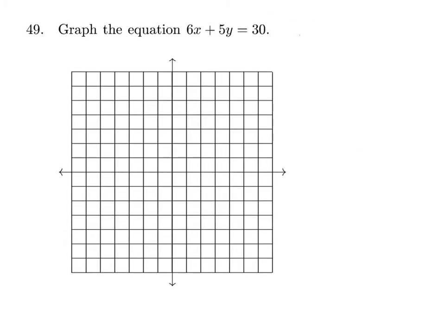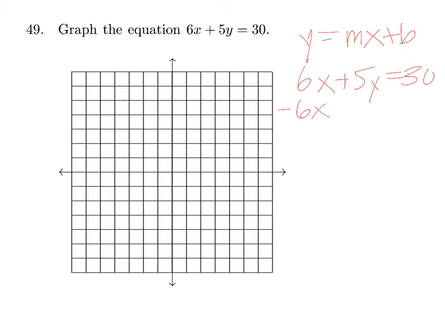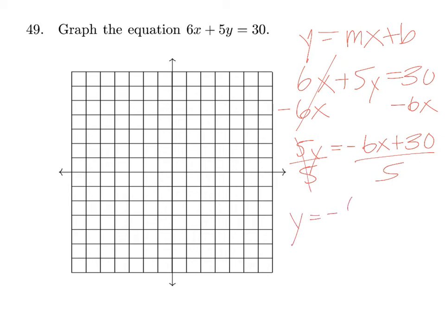Graph the equation. Once again, we need to have our linear equation in slope-intercept form. Okay, so I have 6x plus 5y equals 30. So first thing I do is I subtract 6x. Now 5y is equal to negative 6x plus 30. Divide by 5. Y is equal to negative 6 over 5x plus 6.